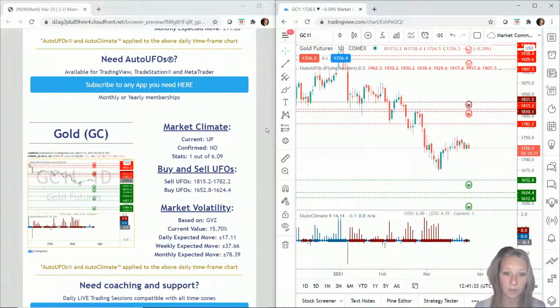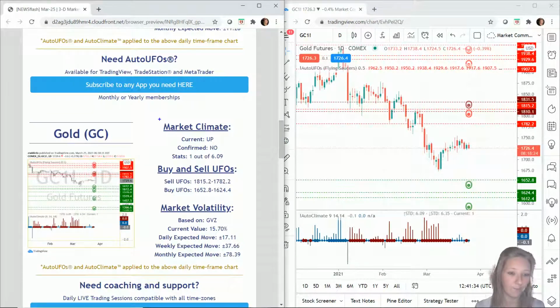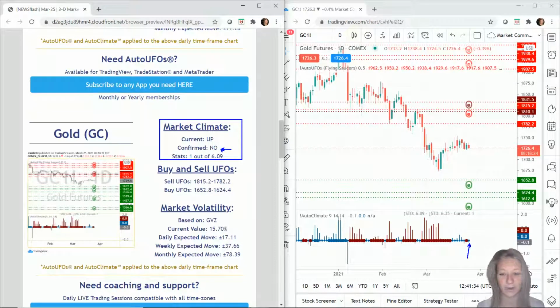So with gold, that's what we're looking at right now. We have a current upwards climate, but it's unconfirmed. We know that because it's a thin dot. Again, slightly hard to see, but we have a thin blue dot there. Again, that tells us not enough probabilities. I know it's blue, I know it's technically an up climate, but the fact that it's unconfirmed is telling us that we just don't have enough probabilities, so we keep away. So overall with gold, keep away from it.